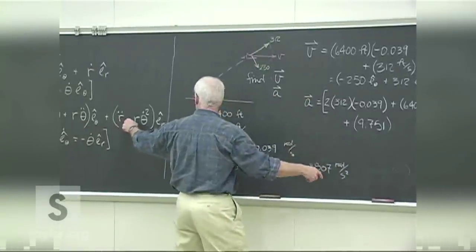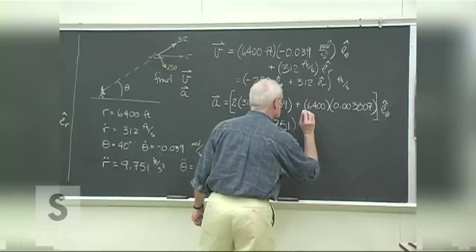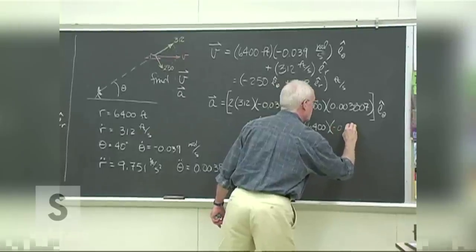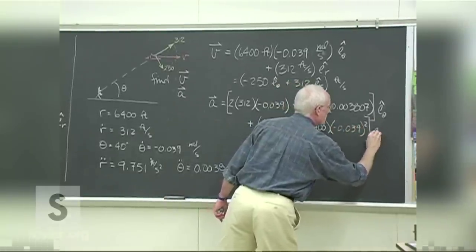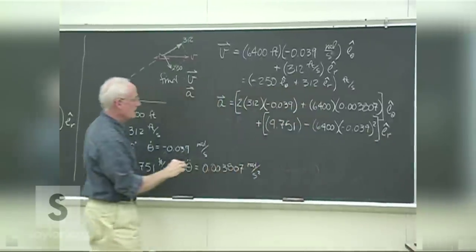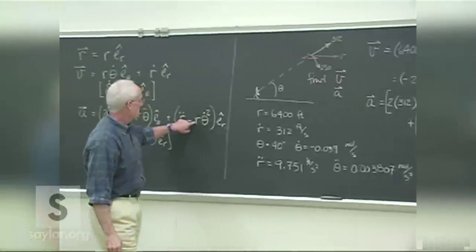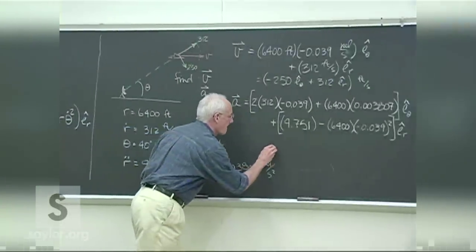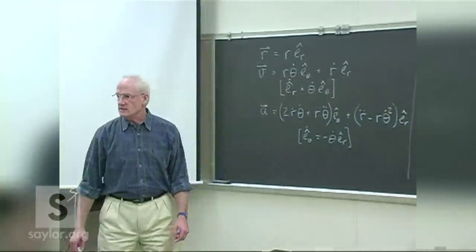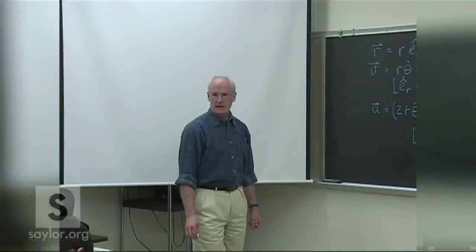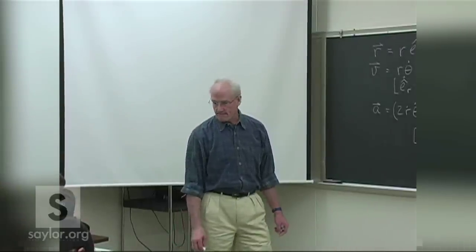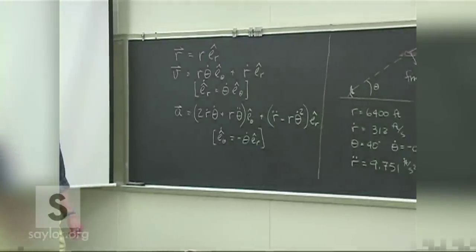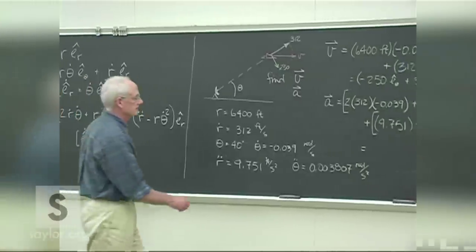R double dot, now I need minus R theta dot squared. Theta dot squared, okay, that's better. And that's in the radial direction. So R double dot minus R theta dot squared gives us the two acceleration components in the R and the theta direction. And we got them.